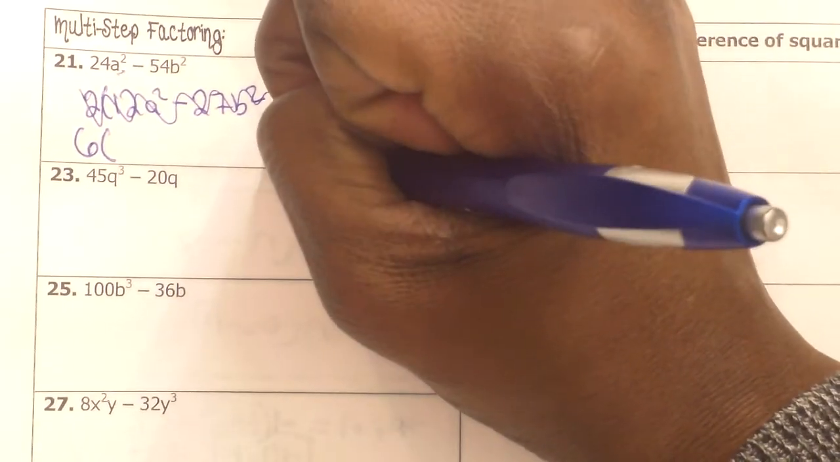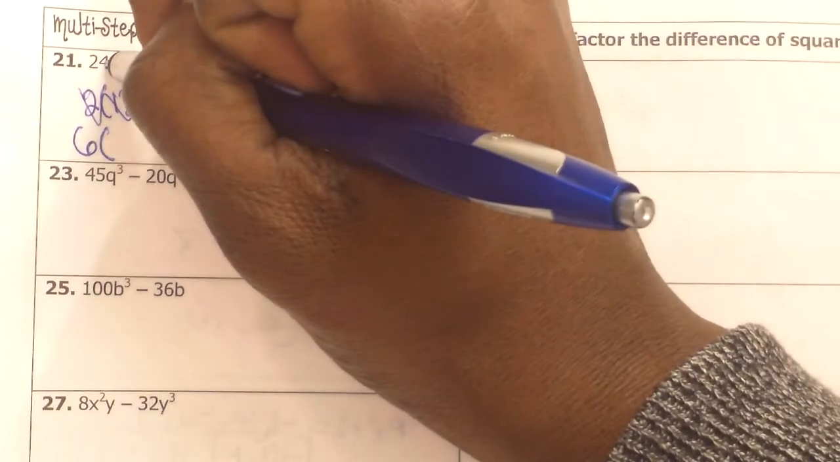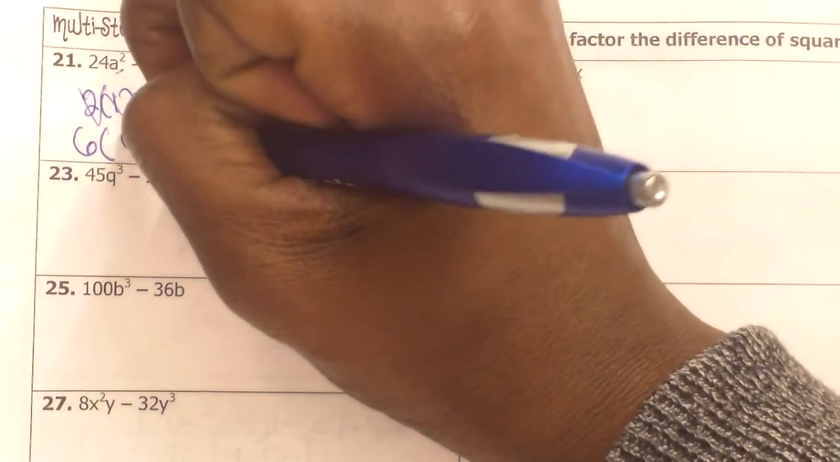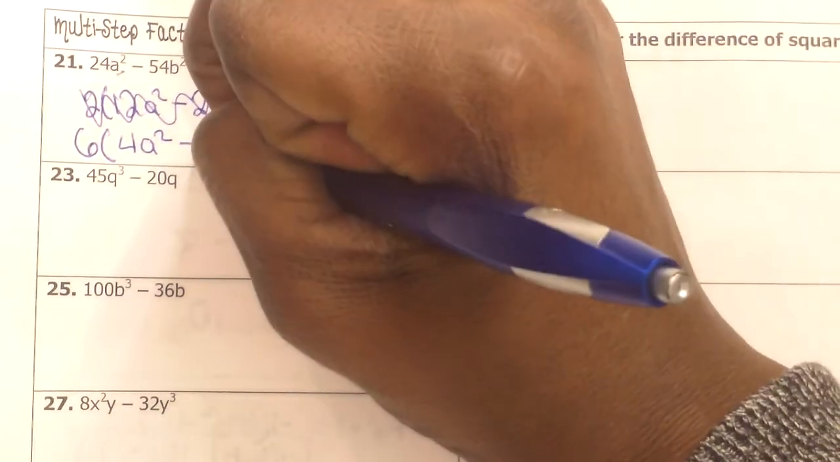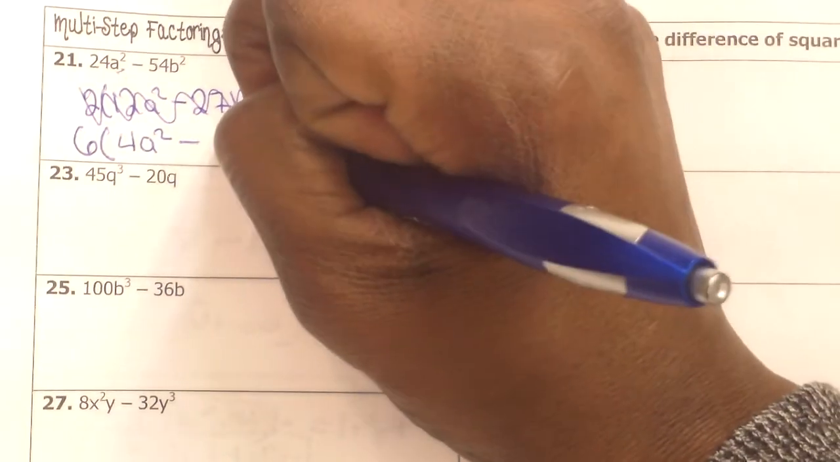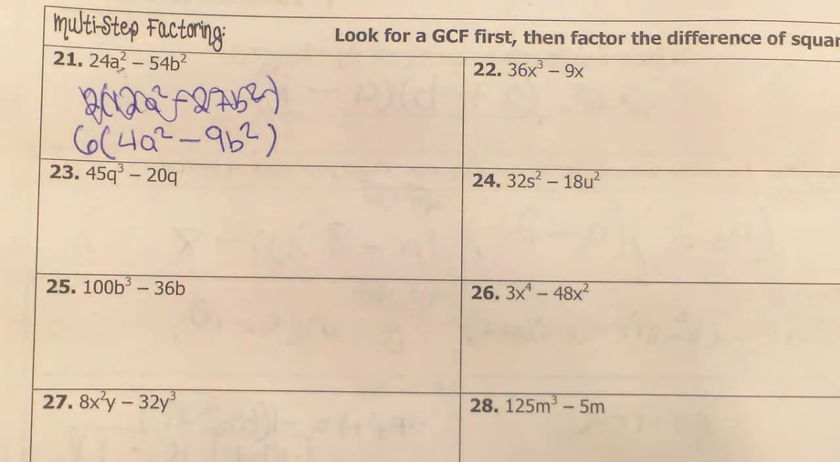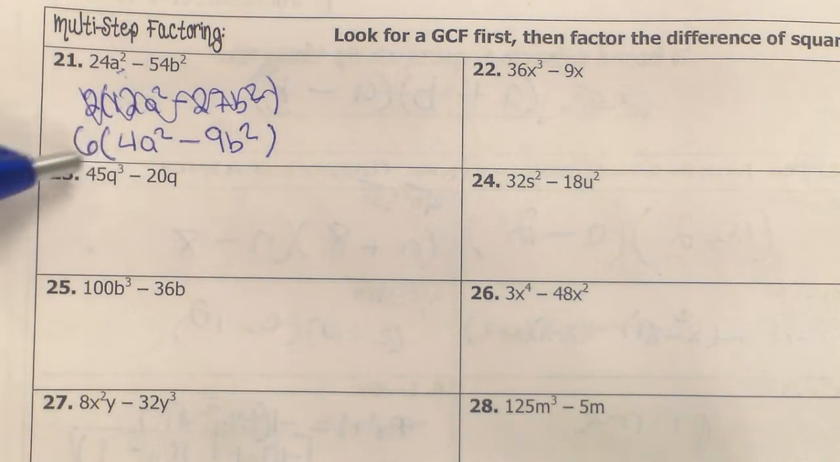And I'm sure somebody said it in class. So if we pull a 6 out, 24 divided by 6 leaves us with 4a squared. And then 54 divided by 6 leaves us with 9b squared. Now, that's the greatest common factor. If we pulled a 2 out, you would have saw I could have pulled another 3 out. And so 3 times 2 means the GCF is 6.